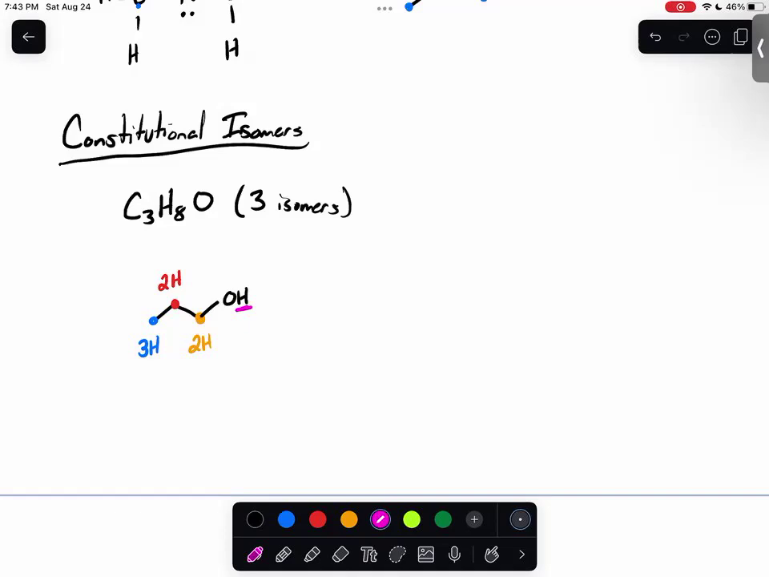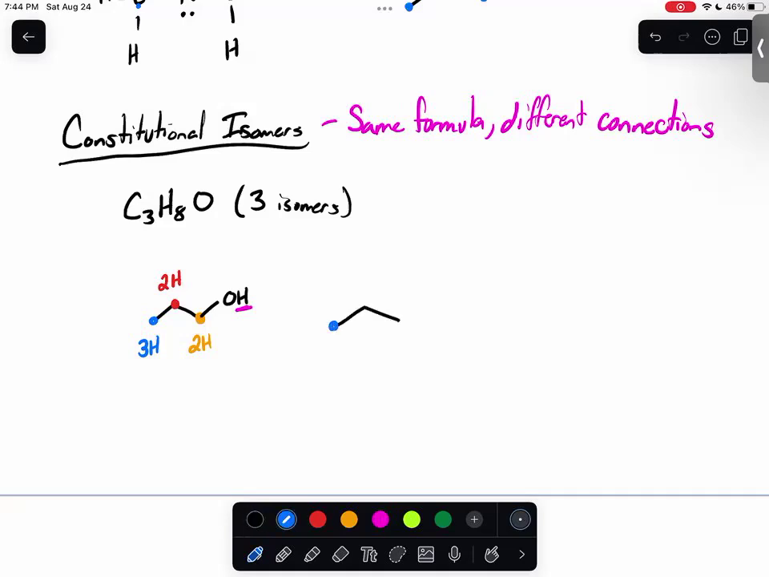To draw constitutional isomers, remember that we have to have the same formula, but different connectivity. That is the key to it: different connections. So in the case of this first structure, the oxygen is connected to the orange carbon. What if instead we connected it to the red carbon? We can move it over to that red carbon.